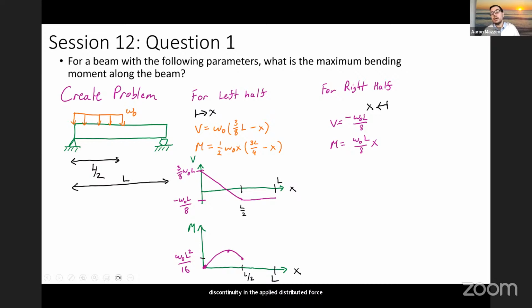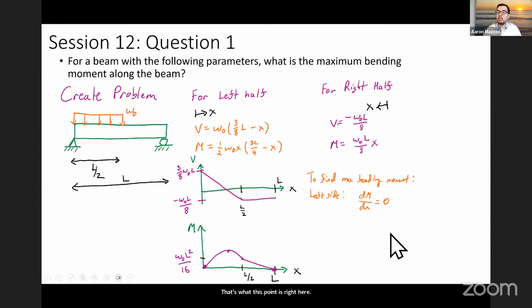So now we get to L over 2 on the moment diagram, and this is just a line. Remember, this is another point to make: this is x equals 0 when it's at the right side, so this is going from the right to the left. So it's 0 here, and then it gets up to L over 2, and that would make it W naught L squared over 16. That's what this point is right here.